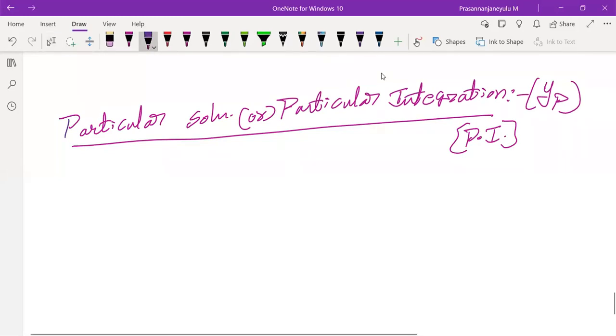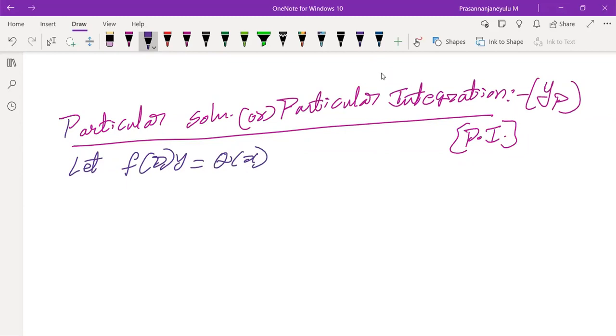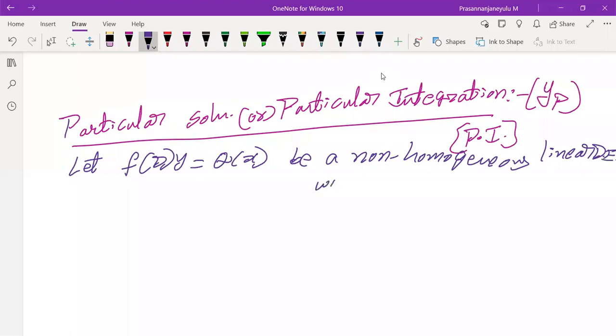So the procedure is here. Let f of D of y equals q of x. What is q of x? Must it be equal to 0 or not equal to 0? Not equal to 0. It is a non-homogeneous linear differential equation with constant coefficients.